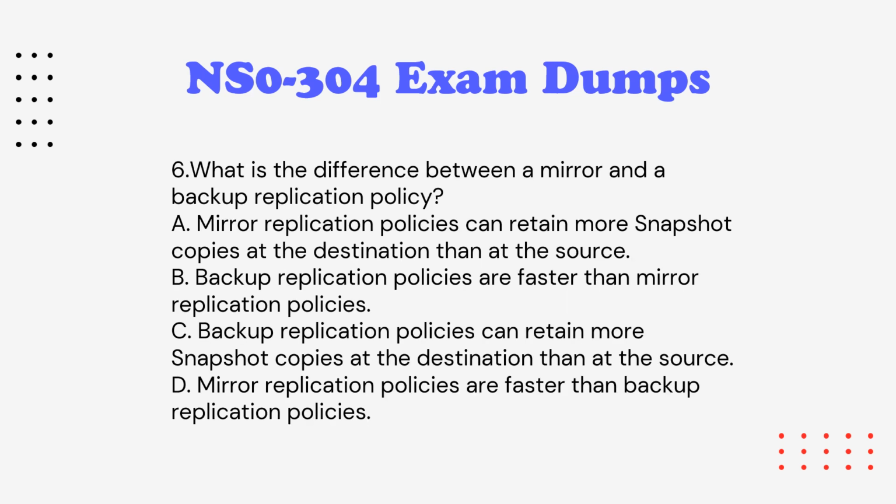6. What is the difference between a mirror and a backup replication policy? A. Mirror replication policies can retain more snapshot copies at the destination than at the source. B. Backup replication policies are faster than mirror replication policies. C. Backup replication policies can retain more snapshot copies at the destination than at the source. D. Mirror replication policies are faster than backup replication policies.